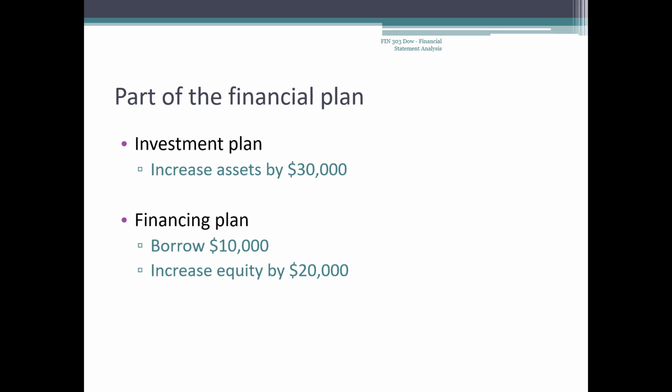In a prior presentation, we saw that a business plan includes an investment plan that shows how much and what kind of assets the company needs to acquire, and then a financing plan which sets out how those assets are paid for. That is, how will the company raise the money to purchase the assets needed to expand its sales. The previous slide set out the numbers for both parts of the plan. The company would need $30,000 more in assets, that's the investment plan, and would raise $10,000 by debt and $20,000 by equity. That's the financing plan.